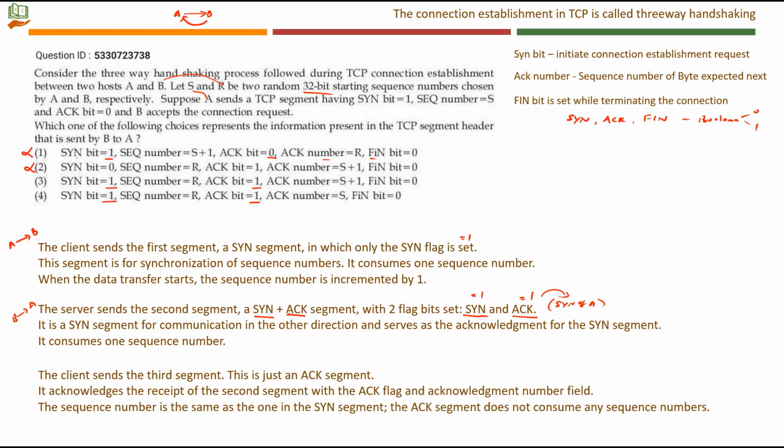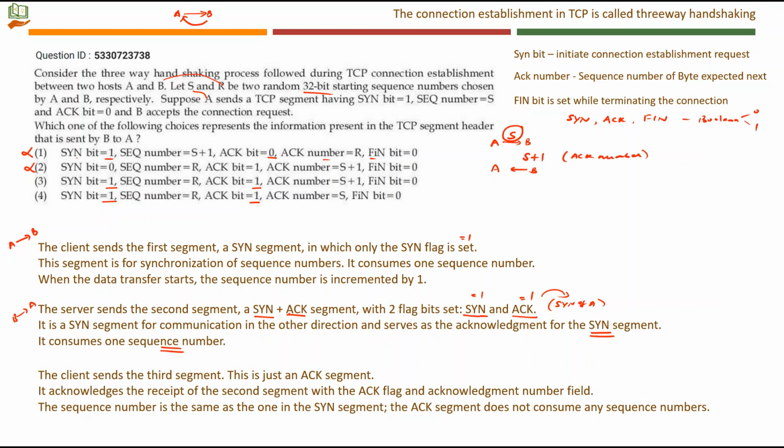This is a SYN segment for communication in the other direction and serves as the acknowledgement for the SYN segment, where this consumes one sequence number. A sends with the sequence number S to B, and this particular acknowledgement will just consume one sequence number, meaning this S will become S plus 1 when B is responding back to A. This serves as an acknowledgement for the SYN segment that is actually sent from A. So we have to increment this part here for the acknowledgement number.